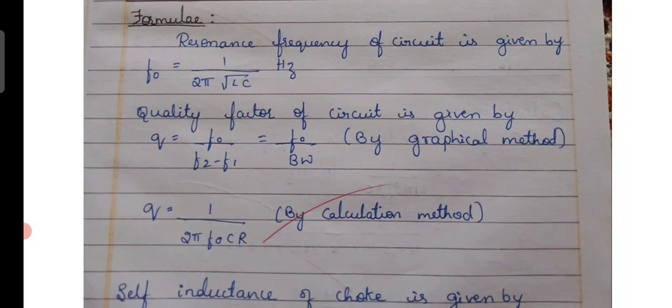By the calculation method, it is given by Q equals 1 divided by 2 pi F0 CR, where F0 is the resonant frequency, R is the resistance of the experiment.